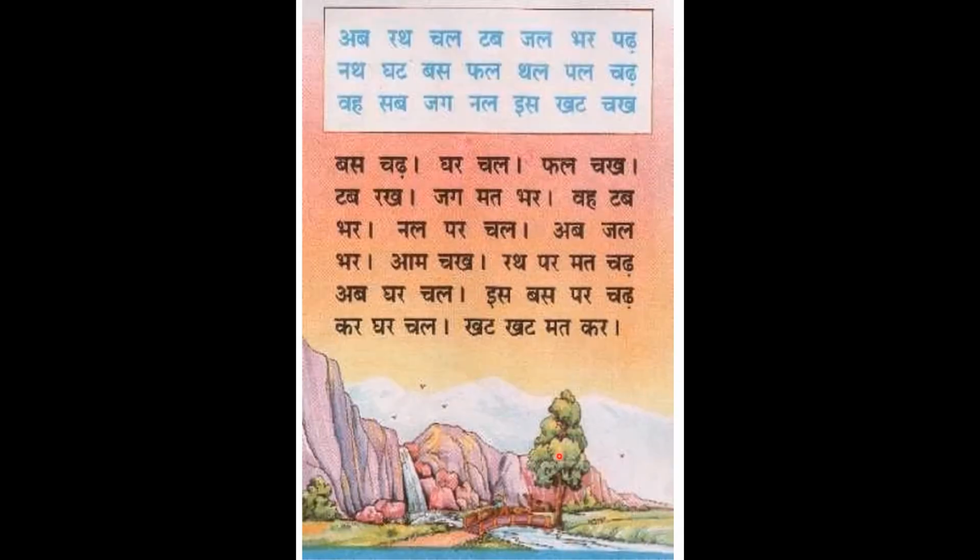Then the sentences: bus, chad, gar, chal, fal, tub, rag, जग मत बर वह टब बर नल पर चल अब जल बर. These don't have anything except the letters alone that we have learned. So it is important for you to know the letters and to blend. Understand, children? For example, cut, cut, mat kar. Simple to read. You have to know the letters, first two letter words and two letter sentences.